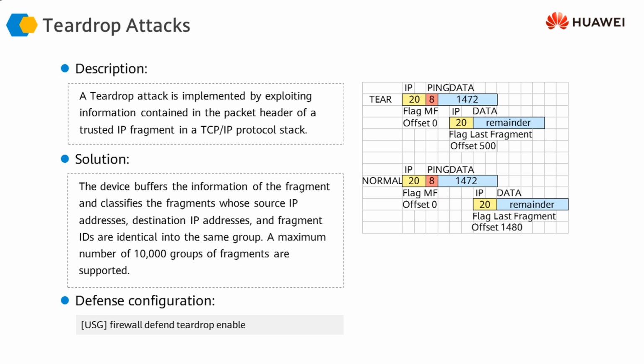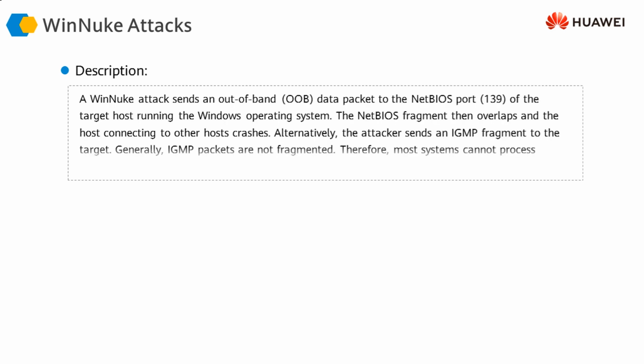If these fields are not consistent, the destination cannot reassemble the packets and it is going to get confused, and the system can crash depending upon its sensitivity, or its resources are going to be consumed and its response is going to get slow. If we enable the firewall defend teardrop enable command on the firewall, it is going to check the consistency of the fragmentation information, so that when this traffic reaches the server, the server is going to face no problems in trying to reassemble this data.